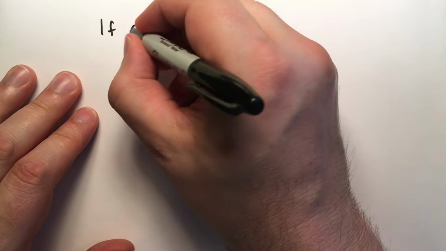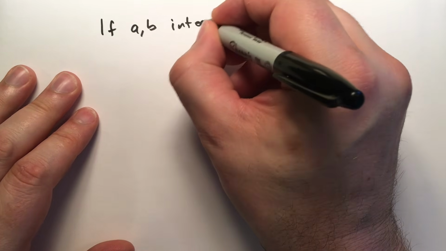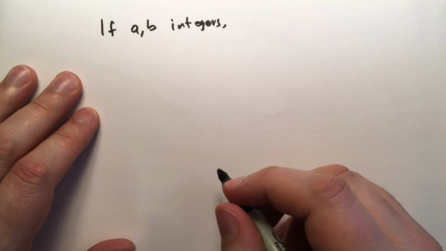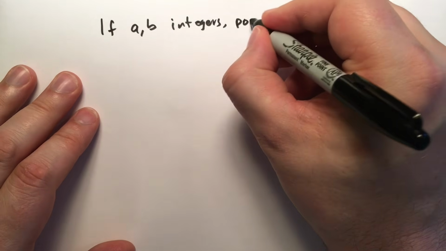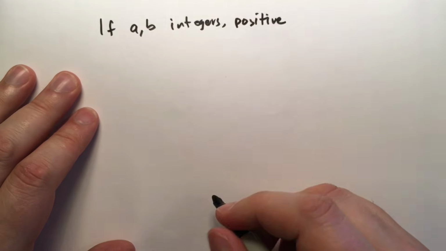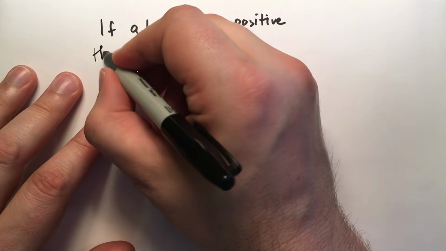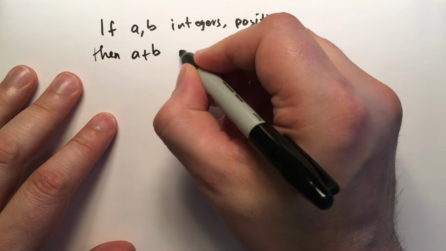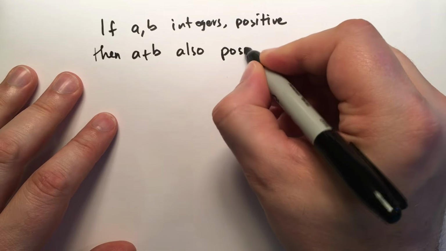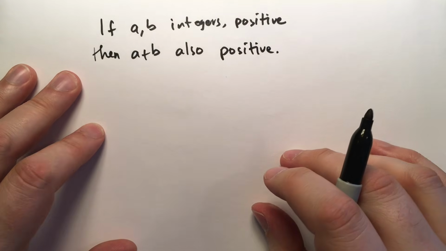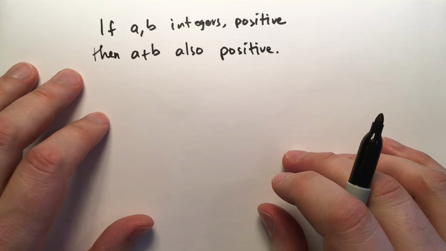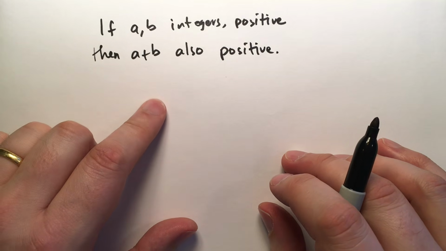The next rule that he wants you to consider is something that he says is so natural that you probably don't even think you want to consider it. Probably not much point to considering it. It says if a and b are positive integers, then a plus b is also positive. Okay, so if a and b are positive integers, then a plus b is also positive.